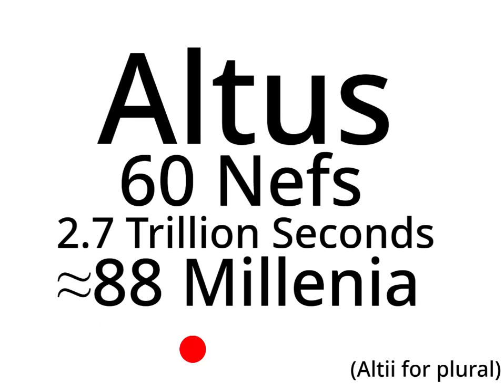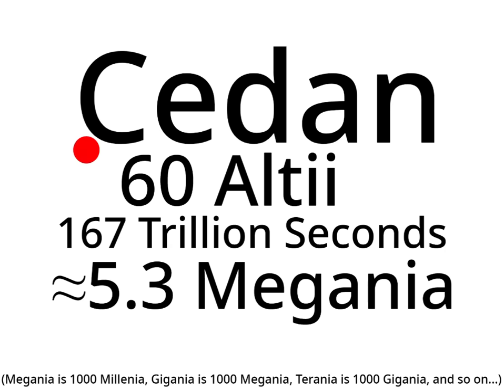Alti is for plural. Then we have a seden, 60 alti, 167 trillion seconds, which is approximately 5.3 megania. Megania is like 1,000 millennia, like meganum. And then gigania is 1,000 megania. Terrania is 1,000 gigania, and so on. So it uses like the metric system.